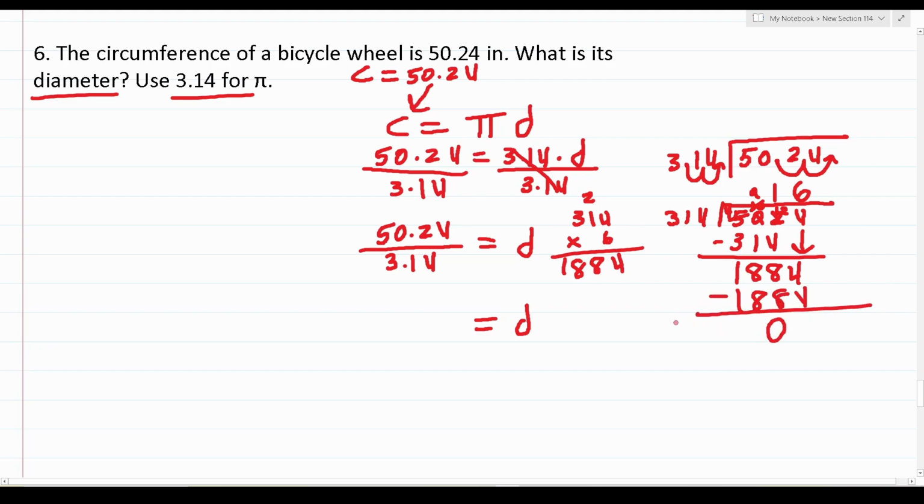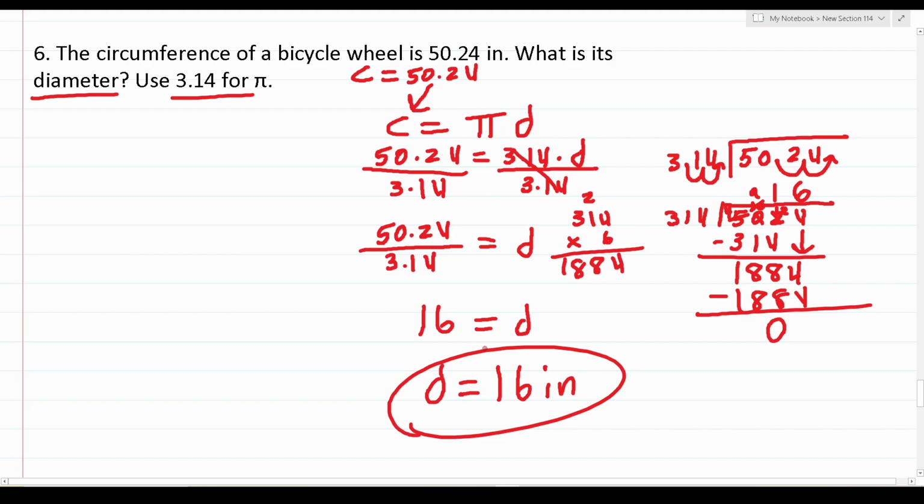So the diameter of this circle that has a circumference of 5024 is going to be 16. And in math, we write the variable for which we solved on the left. So this is going to be d equals 16 inches. All right, so again, in this video, you've had to work with decimals as well as fractions. There's no escaping that on the ASVAB.